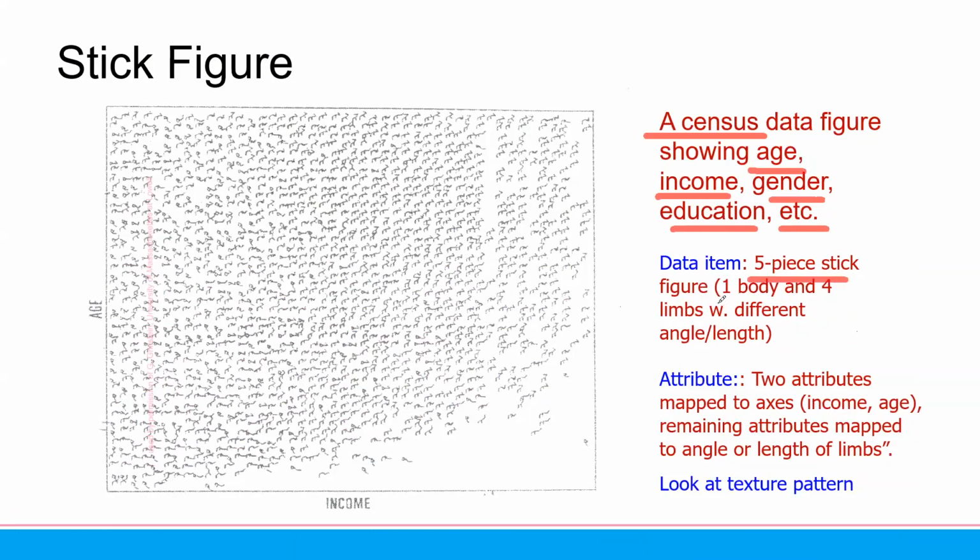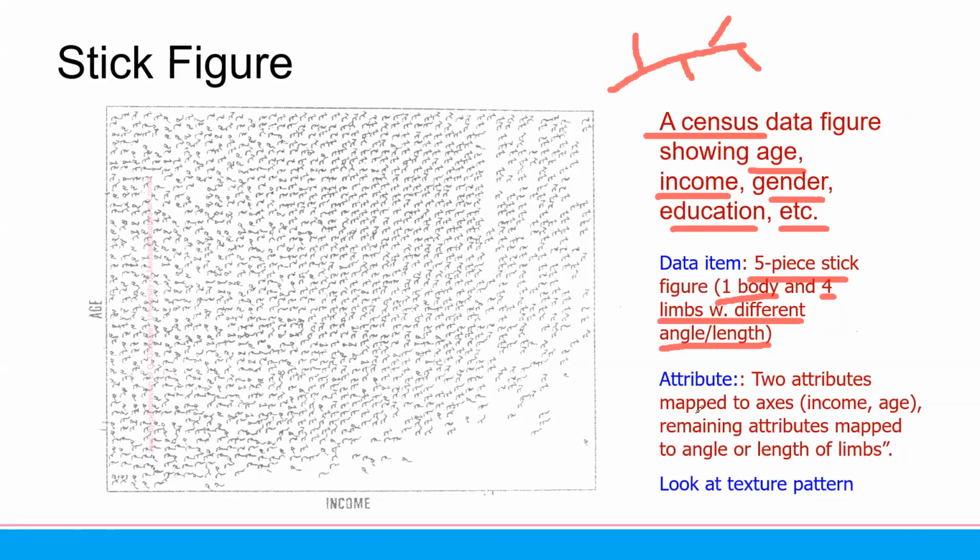So a 5-stick means one body and 4 limbs with different angles or lengths. So maybe the body is like this one, and then there can be 4 limbs, like this one, maybe this one.